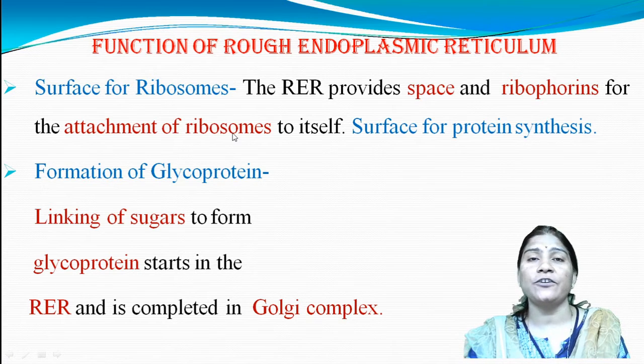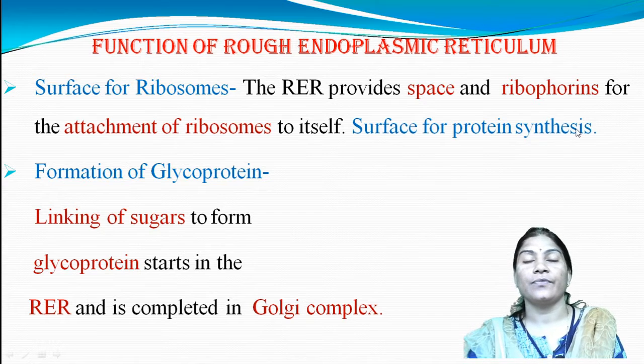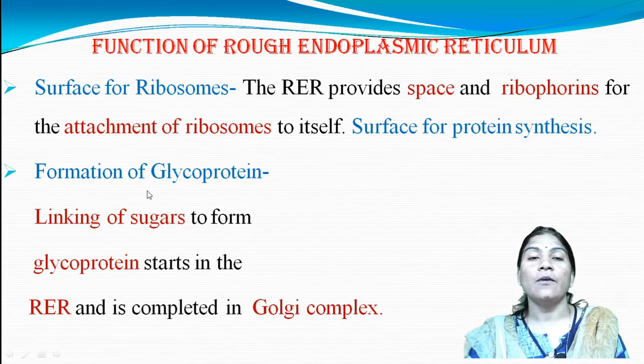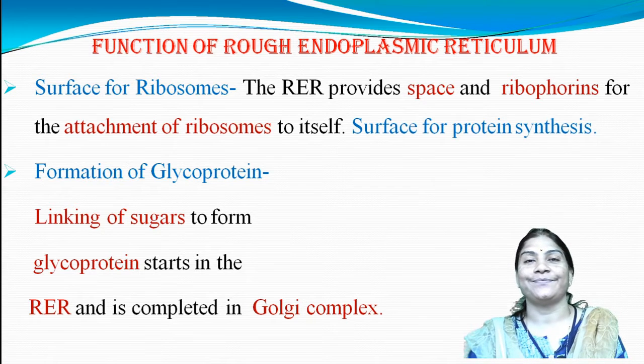Due to the attachment of the ribosomes to the rough endoplasmic reticulum, the surface of this membrane appears rough, and so this membrane surface is useful for the synthesis of proteins. As per the presence of the ribosomes, we know that the ribosome is the cell organelle which plays an important role in protein synthesis. Next one is the formation of glycoprotein.